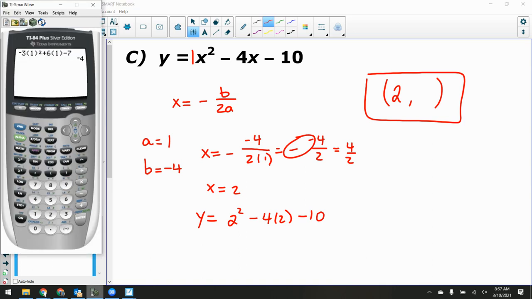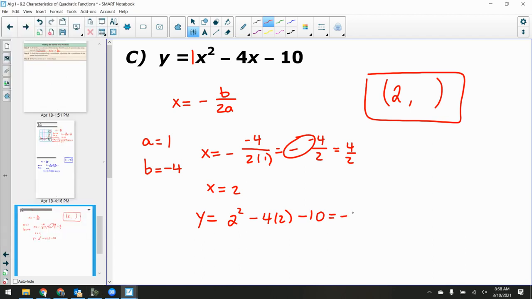All right, so we've got 2 squared minus 4 times 2 minus 10. Negative 14. And that's my answer.